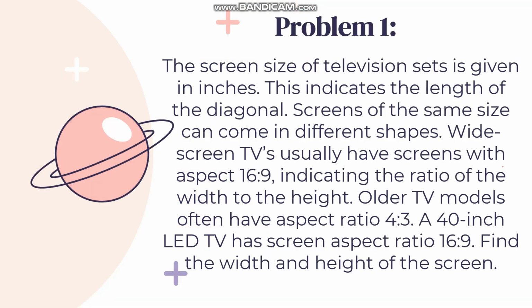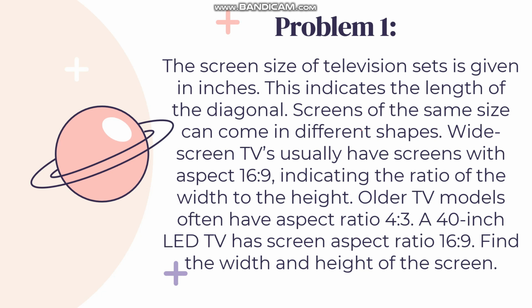Let's have this first problem. The screen size of television sets is given in inches. This indicates the length of the diagonal. Screens of the same size can come in different shapes. Widescreen TVs usually have screens with aspect ratio 16:9, indicating the ratio of the width to the height. Older TV models often have an aspect ratio of 4:3. A 40-inch LED TV has screen aspect ratio 16:9. Now we have to find the width and height of the screen.